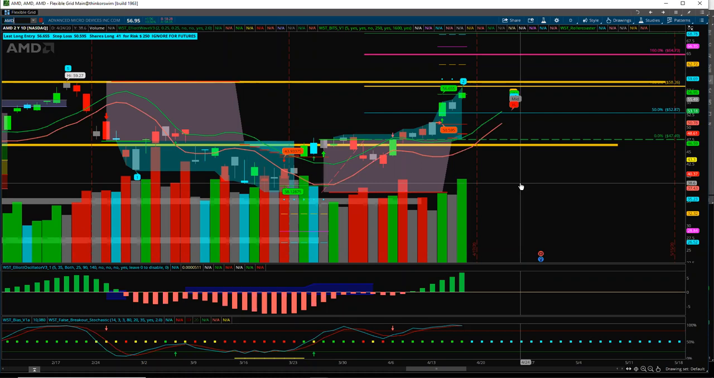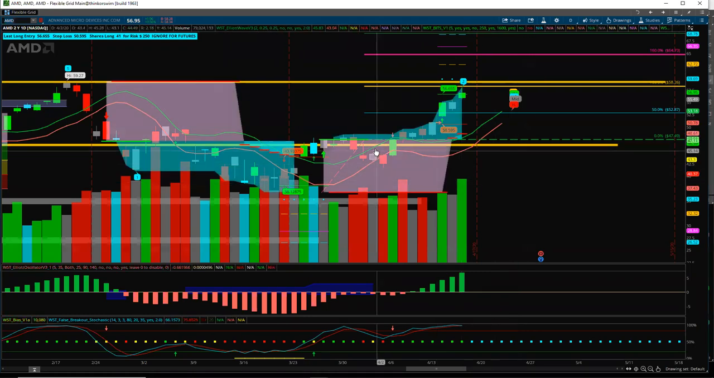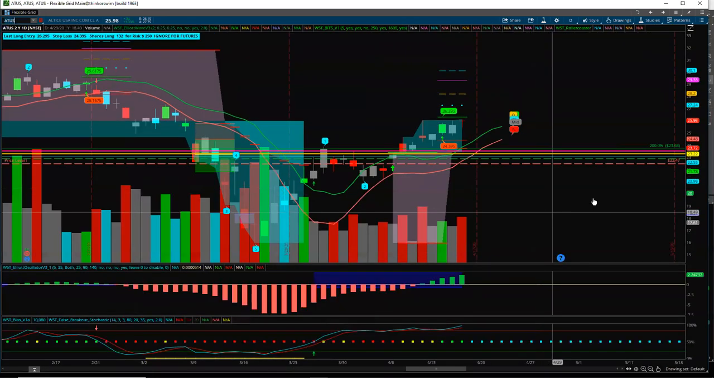6B at the moment, if ES is going up, 6B is going up. That's not normal, but that's what's happening right now. So this is a great looking trade, AMD. We are risk-free on that one right now. ATOS as well, looks like it's just gone risk-free as well.